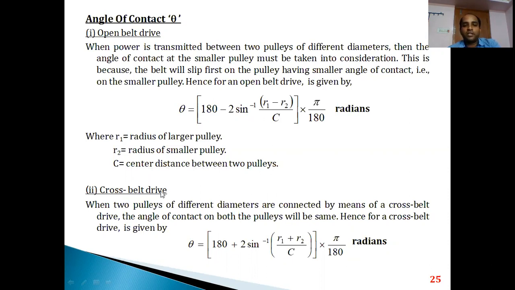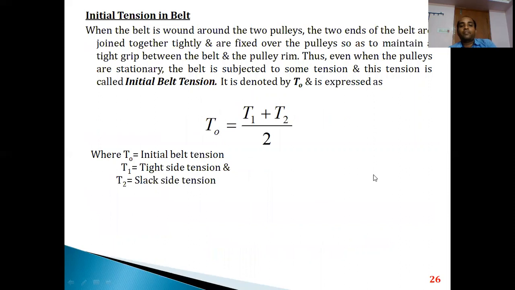Similarly, for the cross belt drive, the equation is the same but the signs are changed: 180 degrees plus 2 sine inverse of (R1 plus R2) by C, or you can write it as X, into pi by 180 radians. A very important thing: the angle theta which you calculate here must be in radians. In degrees, you cannot use it for simplification. It has to be taken in radians itself. That is the reason we are multiplying by pi by 180.